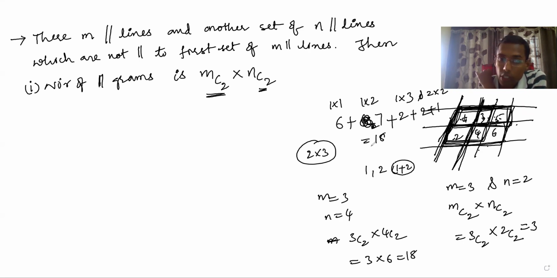Okay, this total will give you 18. So if you want, you can check. That's what mC2 and nC2 is. Next.